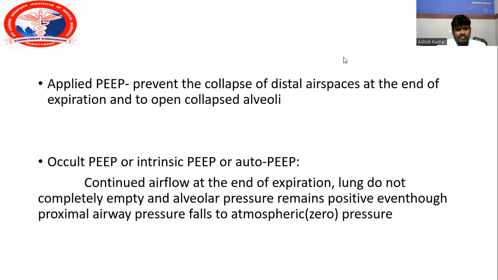And next will be the occult PEEP or intrinsic PEEP, nothing but auto PEEP. It is continuous airflow at the end of expiration. So the lungs do not completely empty during expiration, and alveolar pressure remains positive even though the proximal airway pressure falls to zero atmosphere. It most commonly occurs in chronic obstructive pulmonary disease as well as bronchial asthma. Most commonly in anesthetic procedures, laparoscopic surgery, especially for a bronchial asthma patient, intrinsic PEEP will occur.